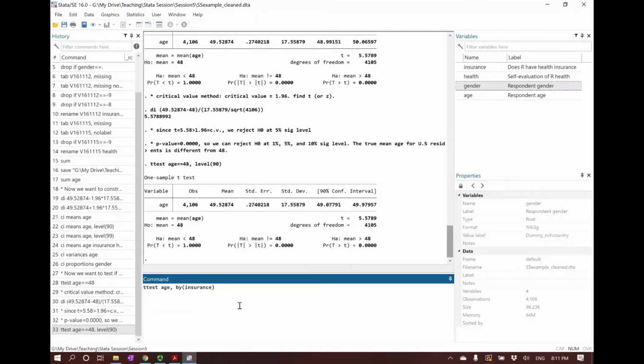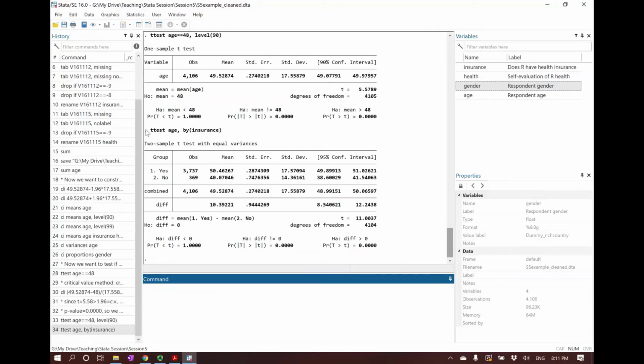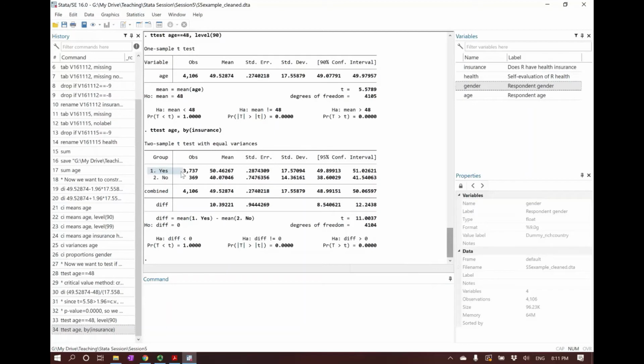Okay, so if I click enter, you will see a test results here. So first of all, it will still show you some basic descriptive statistics for the group where insurance is 1 and for the other group where insurance is 0. It also calculates the difference for you. Okay, so more or less, you see that the mean age for those who have insurance is about 50 something, and the mean age for those who do not have insurance is about 40 something. So probably it's really a big difference on the mean age between the two groups, right?